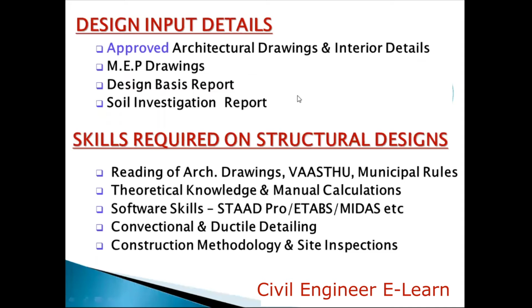Design input details. So now we understand from the previous slide what we mean by design: the stability criteria, strength criteria, serviceability criteria, and then detailing, about which we had a short discussion. Now that we are very clear about the design procedure, how can I begin designing a structure? What is the basic information required for designing a structure is given here. Design input details like approved architectural drawing.